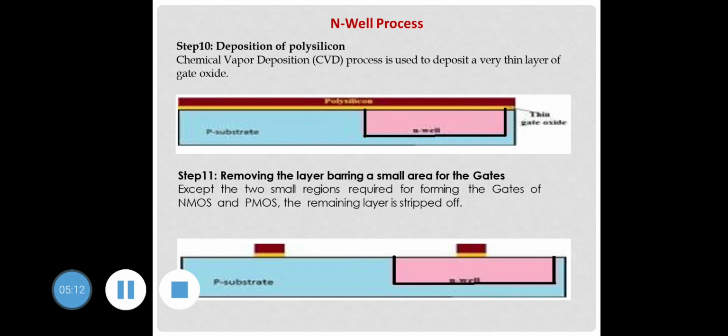As you know, CMOS has both NMOS and PMOS in it, and therefore it is called complementary metal oxide semiconductor. So the gates for both NMOS and PMOS are shown here. The remaining layer is stripped off.